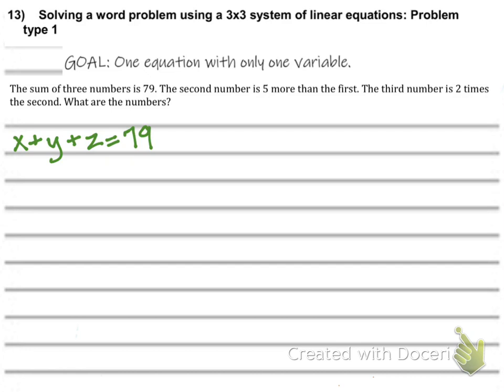The second number is 5 more than the first. So let's just call x and y the first and second numbers, right? So the second number, y, is 5 more than the first. 5 plus x. So you can see already that I could replace the y in the top equation, right, with 5 plus x, but only if I know what z is. So my third equation, this says the third number, which is z, is 2 times the second, 2y.